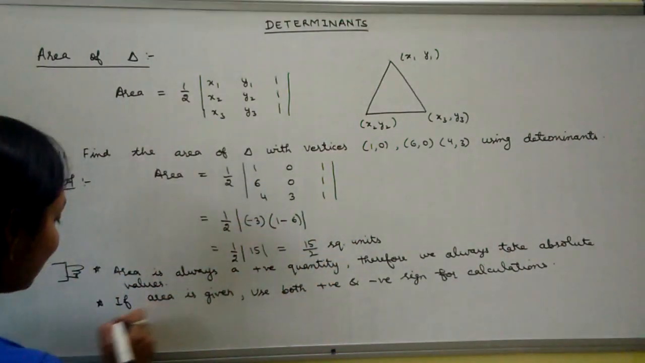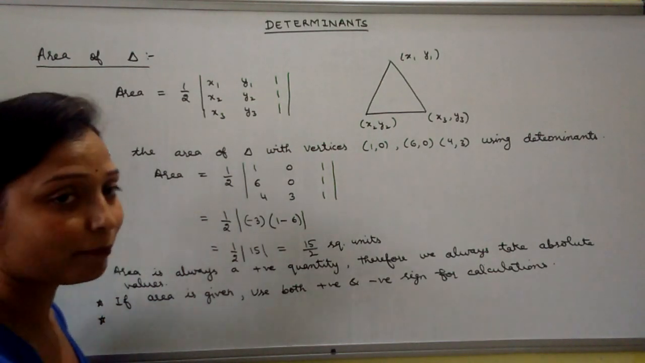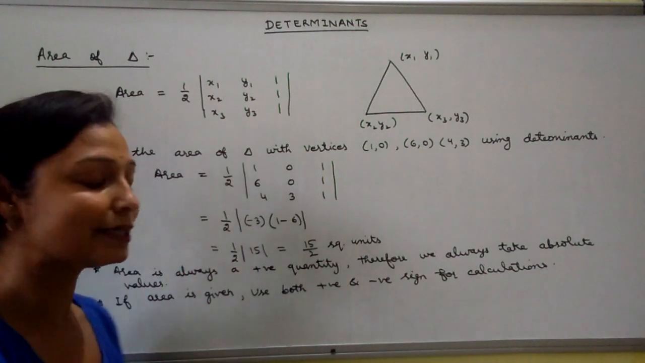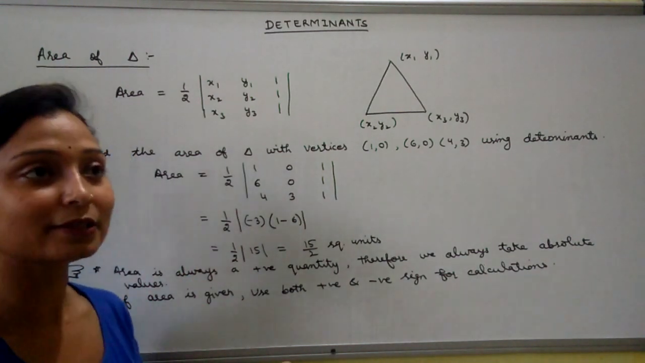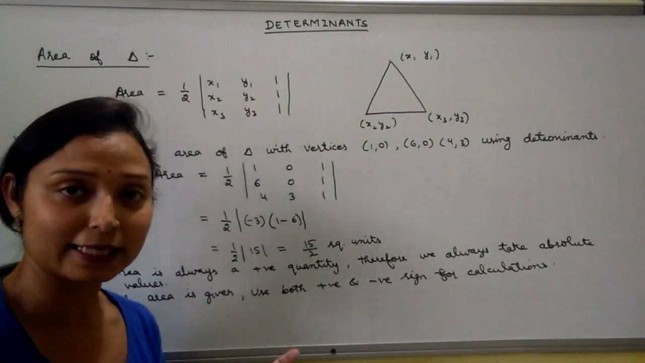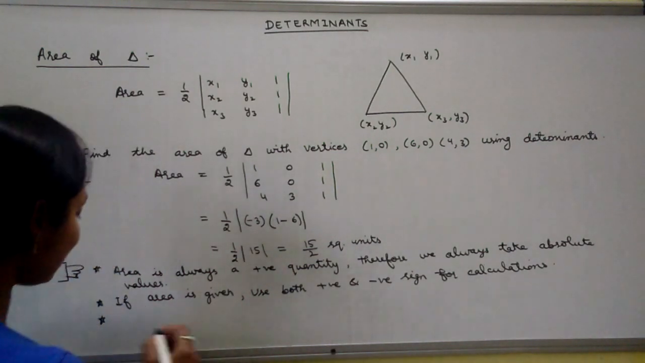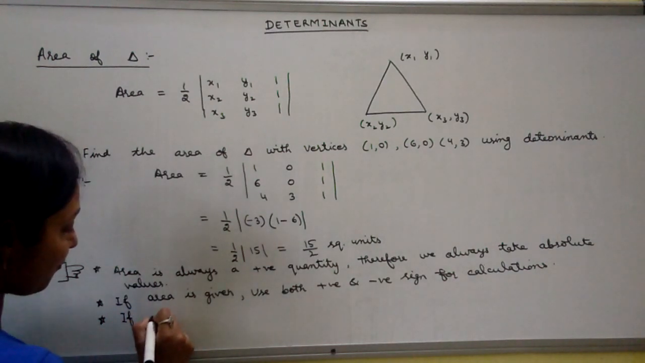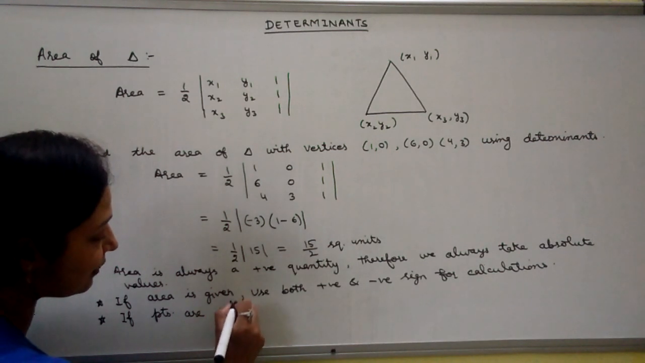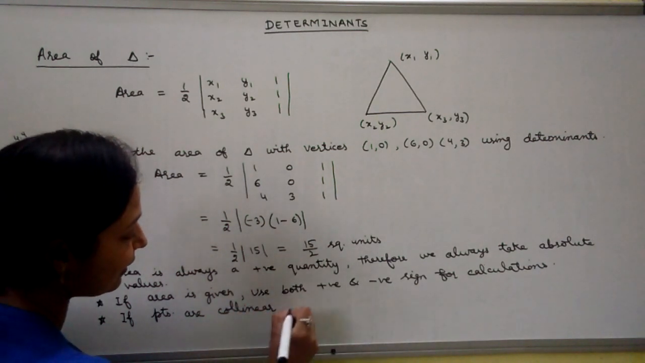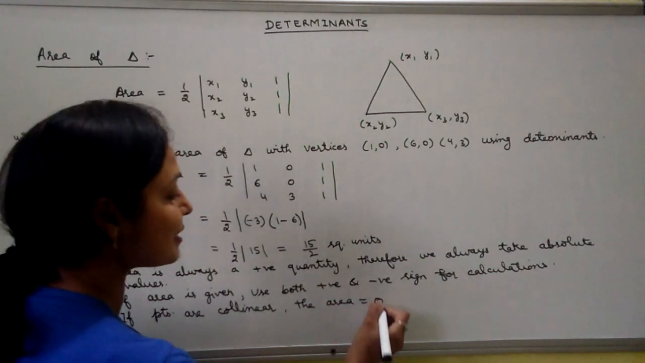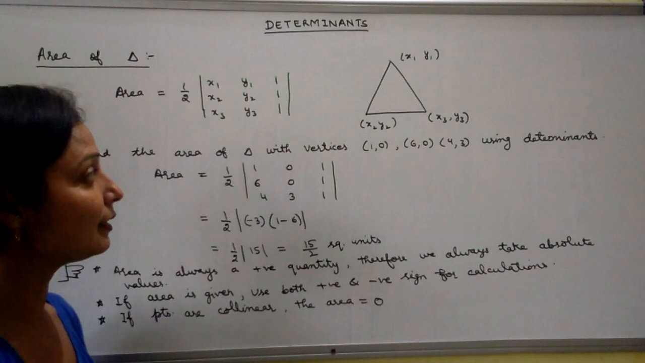Okay. Third and last point, which is very, very important, and you all know it: the area of three collinear points is always 0. You all have learned these collinear point properties in class 10th also. So if the points are collinear, the area is equal to 0. So this is all about the area of a triangle.